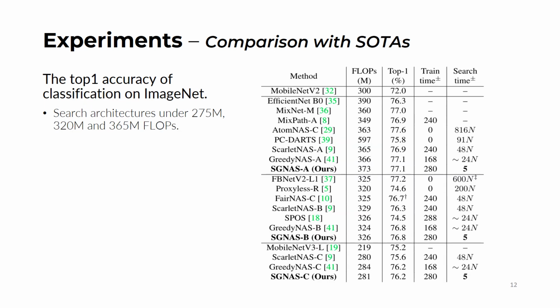In this experiment, we compare SGNAS with SOTAs on ImageNet. We search the architectures under 275 million, 320 million, and 365 million FLOPs respectively. Note that once we train the architecture generator, we can directly generate the three architectures at the same time. With similar top-1 accuracy, SGNAS needs much less search time for various hardware constraints.